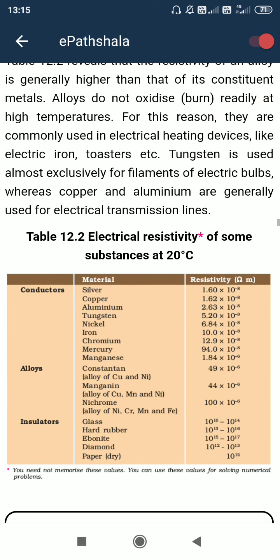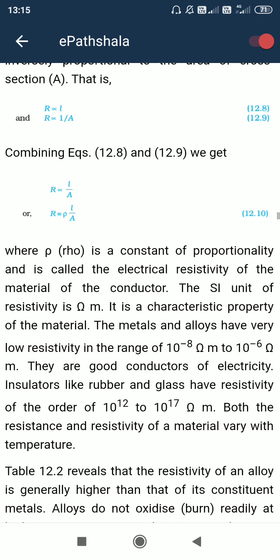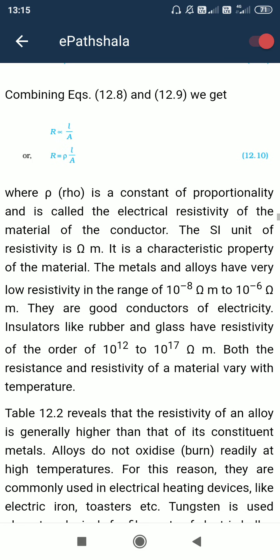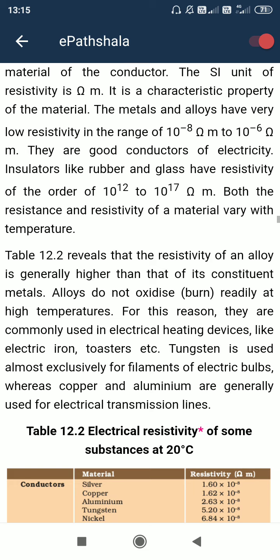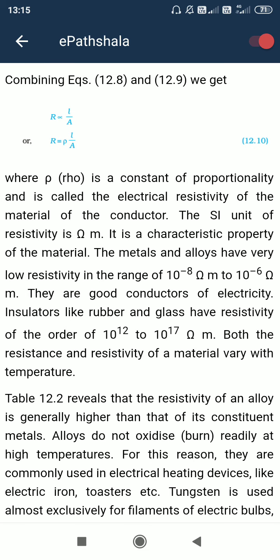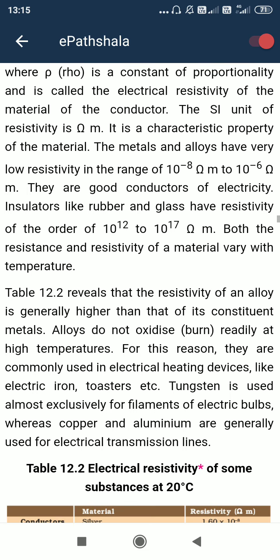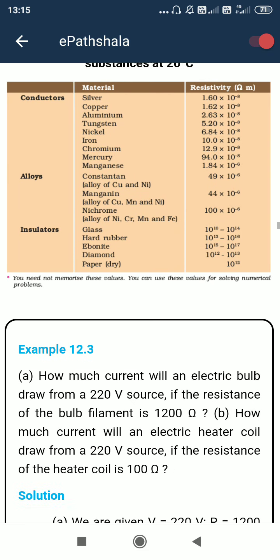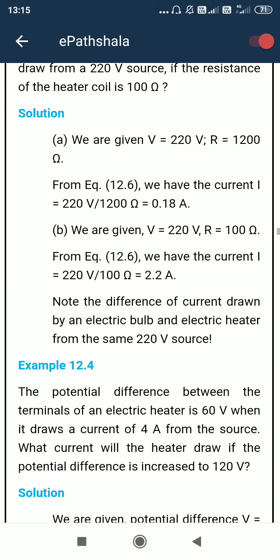From here we get the unit of resistivity. The unit of resistivity is ohm meter in SI units.